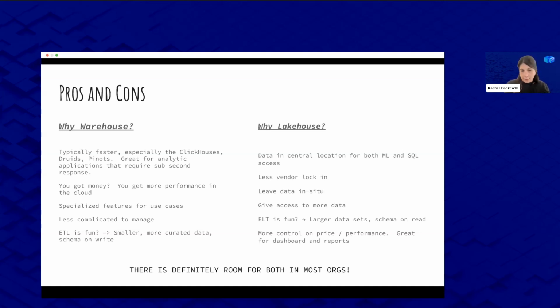You could say they're less complicated to manage, especially in the cloud. And you might like to do ETL. But that does mean that the data sets that you're looking at are smaller, more curated, because this is all still schema on write. So ETL hasn't gone away. There's a lot more interesting options out there than just Informatica. But for the most part, you're going to take smaller, more curated data.